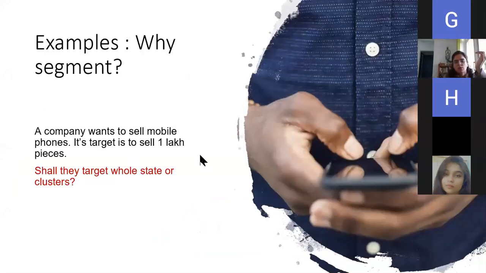Okay, so let me show you one example. A company wants to sell mobile phones and its target is to sell 1 lakh pieces. Say in Delhi only, they want to sell 1 lakh pieces. So what should they do? Should they target the whole state or whatever location is the target, or should they target clusters, or should they target some individuals only? What is the problem here? They want to sell mobile phones and their target is 1 lakh pieces.